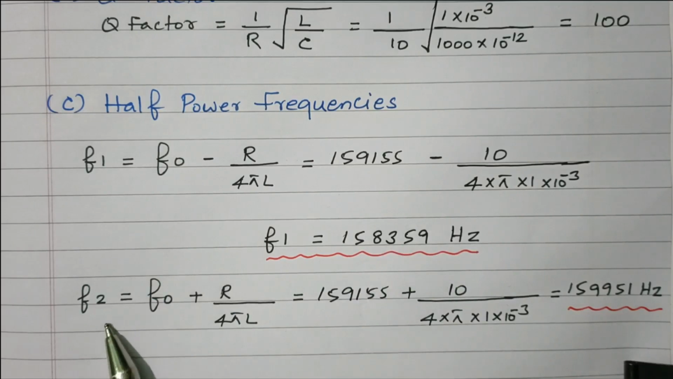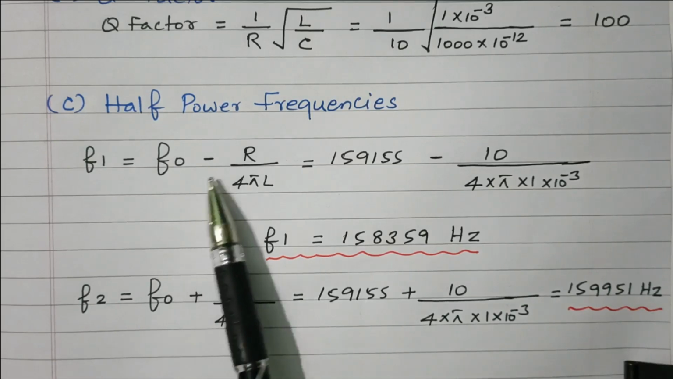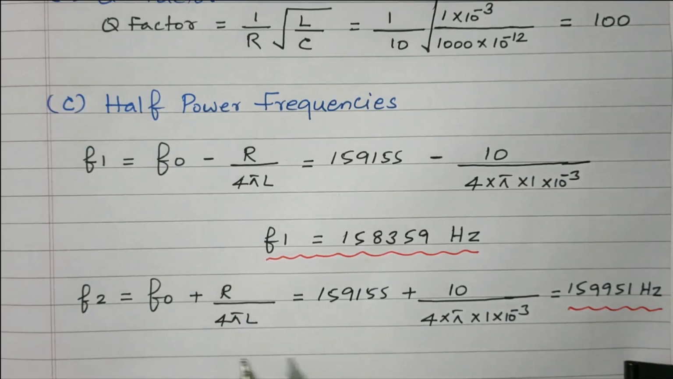Now we'll see the upper half power frequency, F2 equal to F naught plus R divided by 4 pi L. Here F naught minus, here F naught plus. So 1,59,155 plus R value is 10 divided by 4 into pi into L value is 1 into 10 to the power minus 3. So here 1,59,951 Hz. So now we got the value of F2 also, the upper half power frequency.